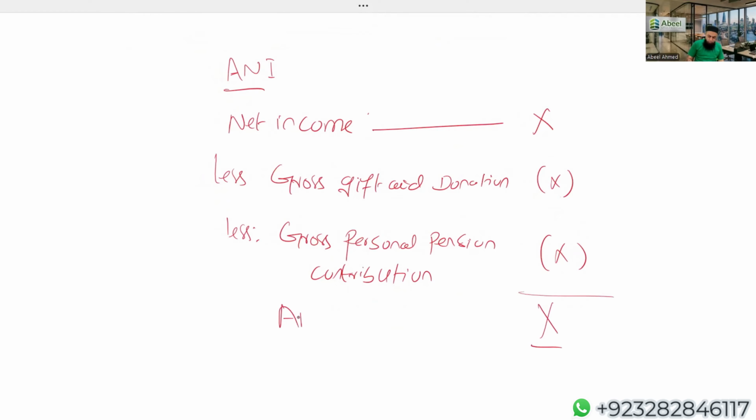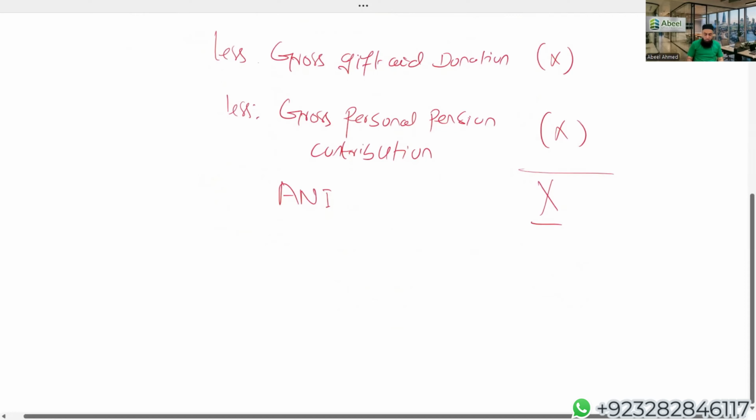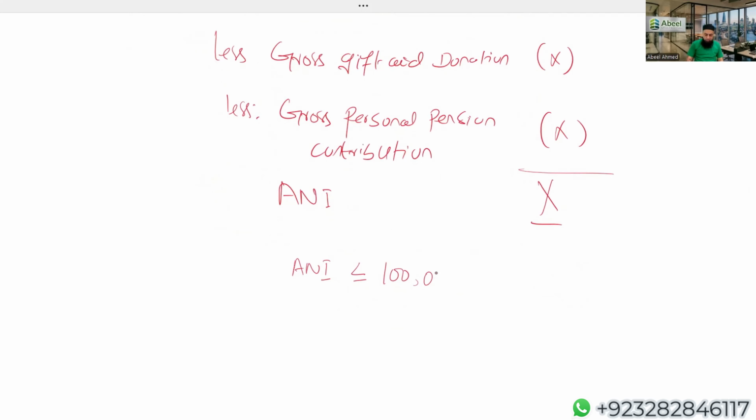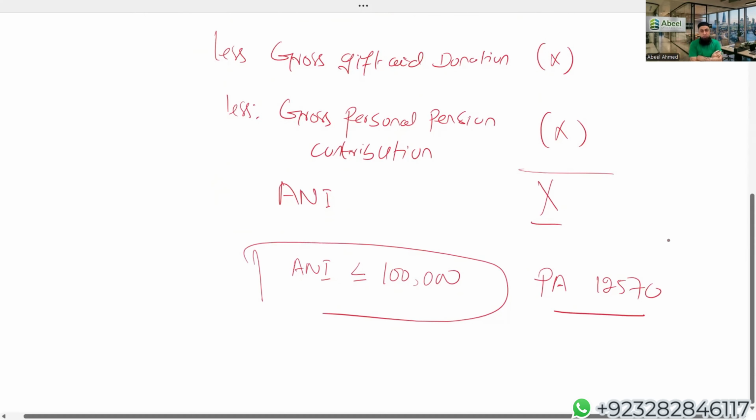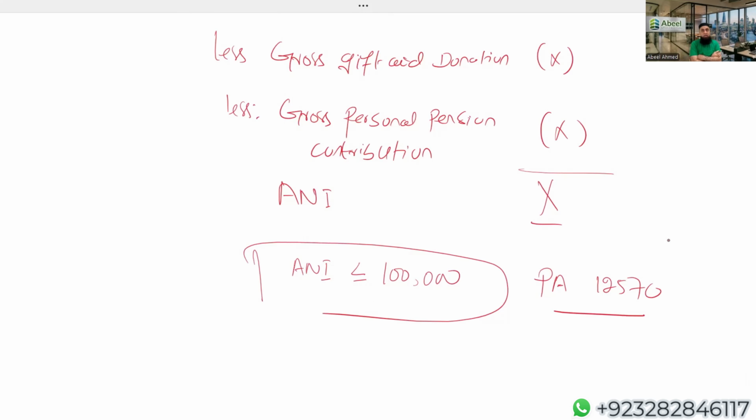The question is, what is the importance of this ANI? Now listen, if adjusted net income is less than or equal to 100,000 pound, that individual will get the personal allowance 12,570. Means there will be no reduction in your personal allowance if your adjusted net income is less than or equal to 100,000. But there is a possibility someone could have ANI more than 1 lakh.